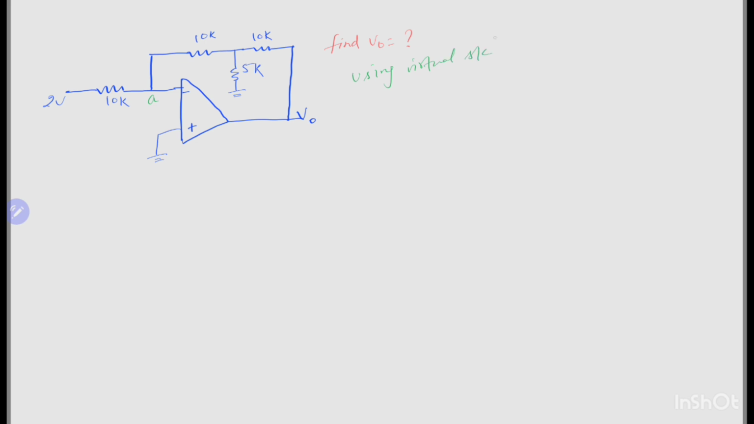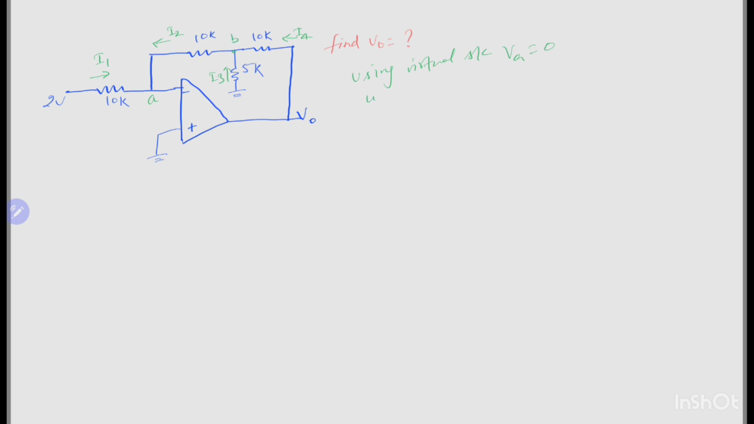the voltage at node A will be zero. And after that we have to draw the current flow. We have to assume the current directions. Suppose this is the current direction I1, this is the current direction in this resistor I2, this is the current direction in this resistance I3, and this is the current direction in this resistance I4. Then here we give a node B.